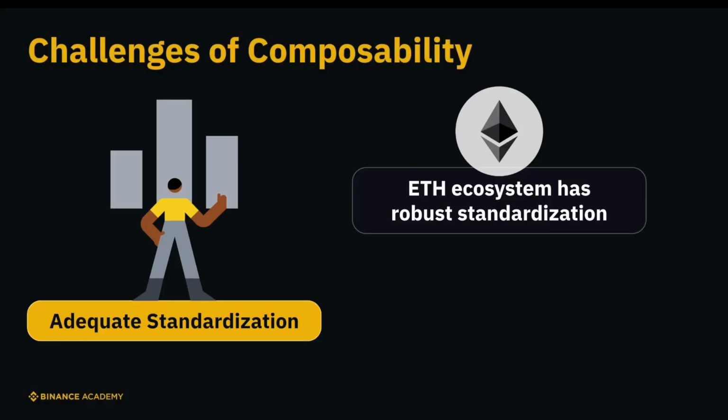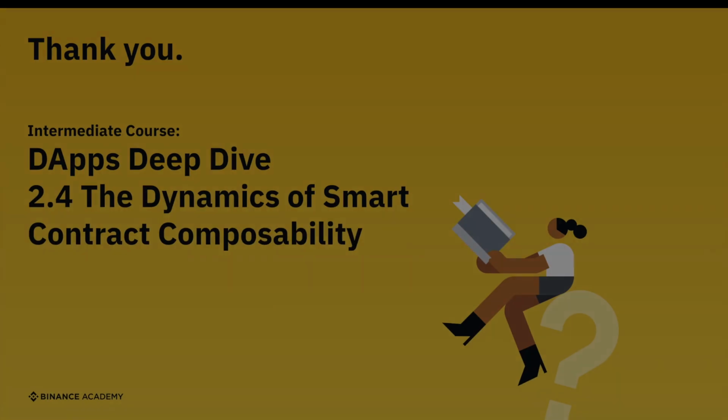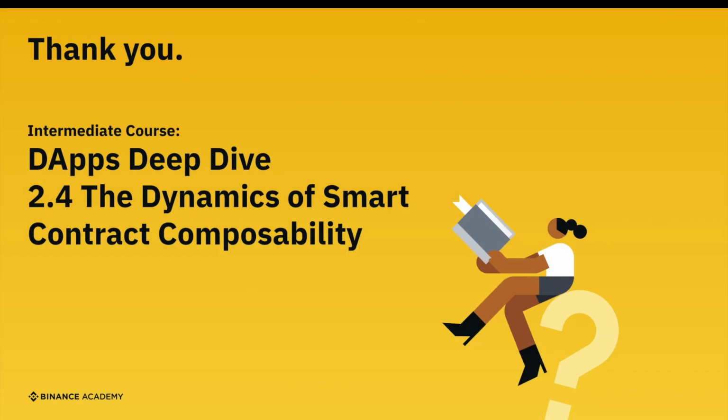Adequate standardization is another core requirement for composability to thrive. The Ethereum ecosystem has robust standardization to ensure interoperability and composability. However, with the expansion of blockchain networks supporting smart contracts, it could be a challenge to establish cross-chain standards to achieve composability. In the next section, we'll move on to explore decentralized autonomous organizations, an innovation that is making decentralized governance easier for greater adoption.